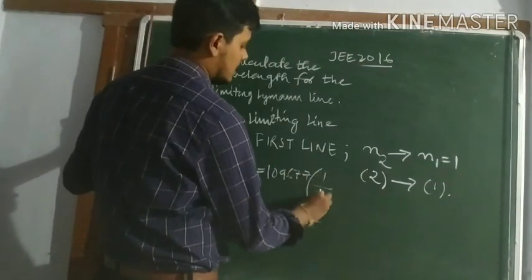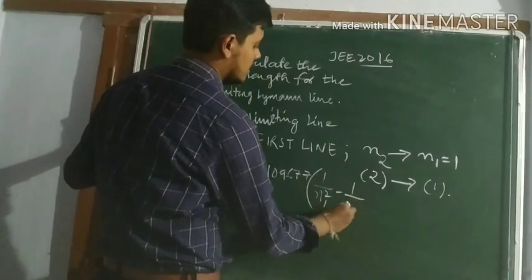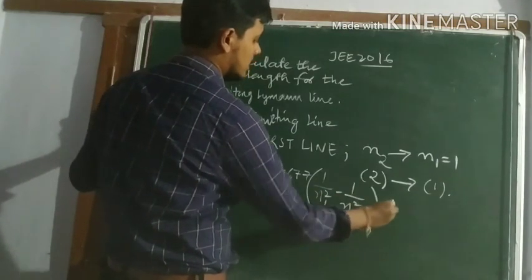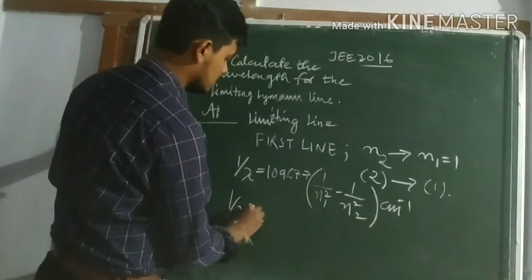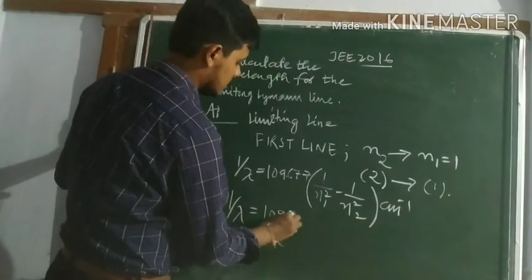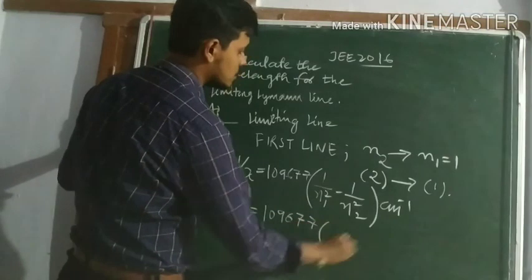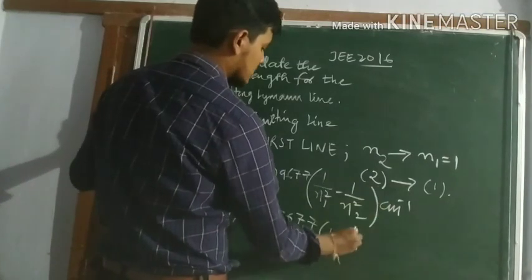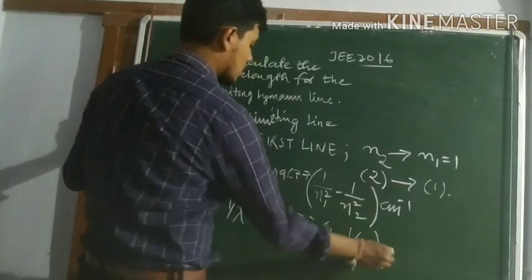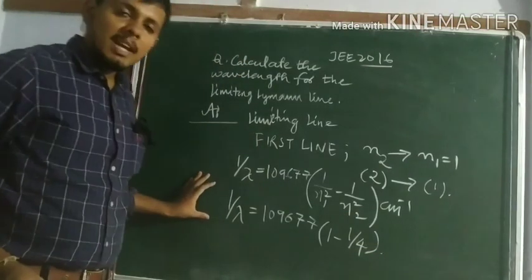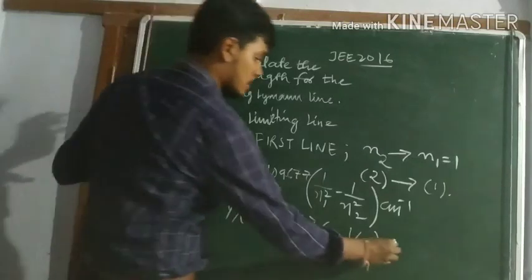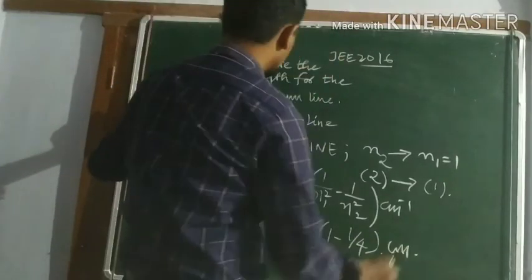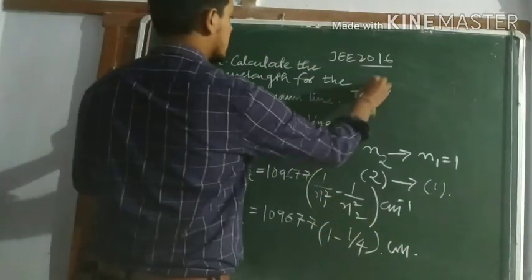So what is 1 by lambda? 1 by lambda equals 109677 into 1 by n1 square minus 1 by n2 square, centimeter inverse. So 1 by lambda equals 109677, n1 is 1, n2 is 2, 1 minus 1 by 4. From this we get 1 by lambda, and when we take the reciprocal of 1 by lambda we get lambda, which comes out in centimeter. Please do this and send it as homework.